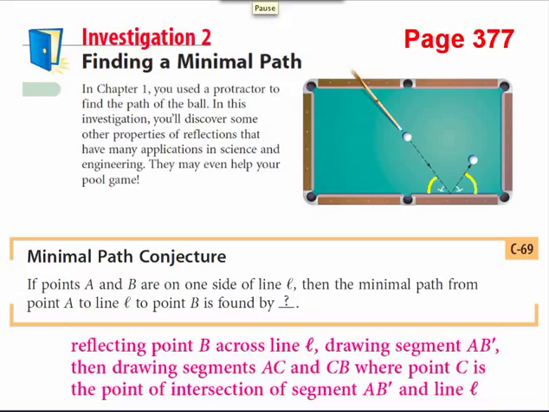So on page 378, what I want you to do is look at the top of the page, and on your patty paper, I want you to go ahead and complete step 1 in the top left. So you need to draw a line in, and then you need to draw 2 points, A and B. Page 378, the top left of the page, step 1.